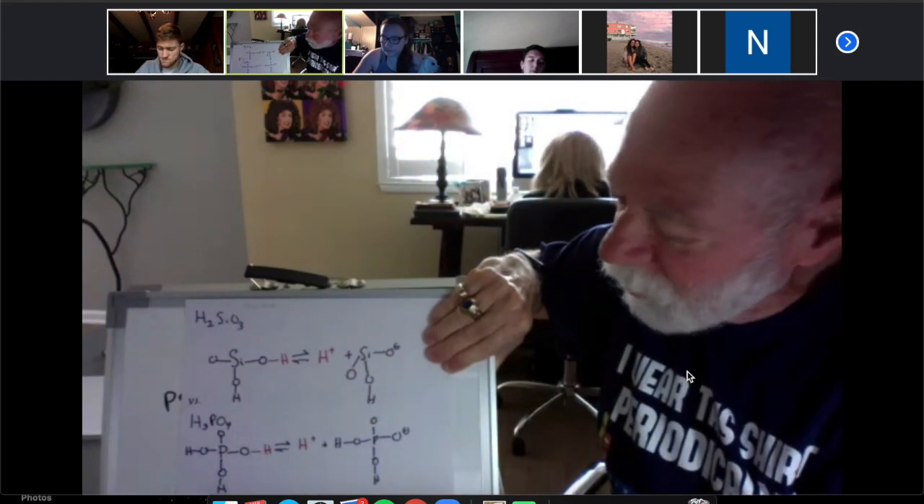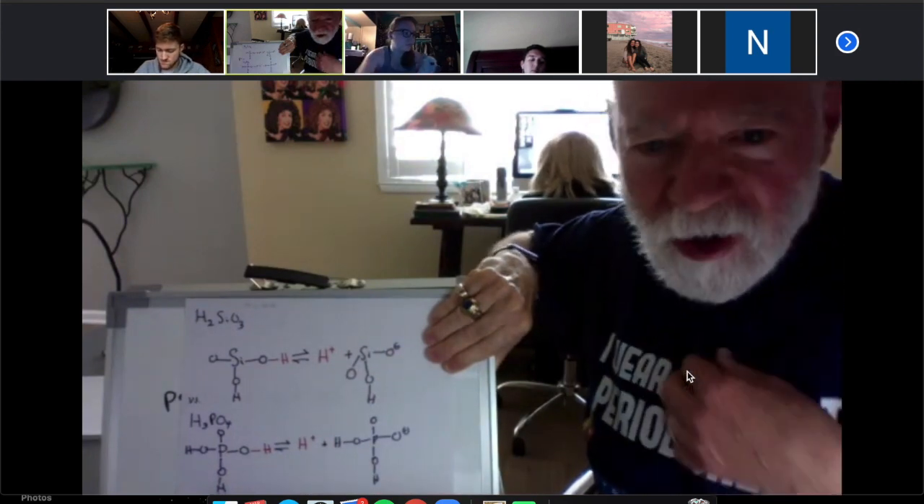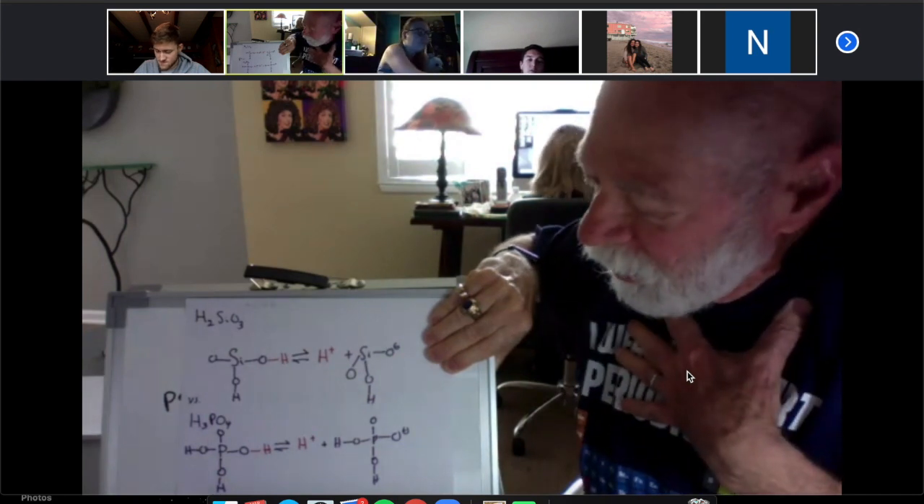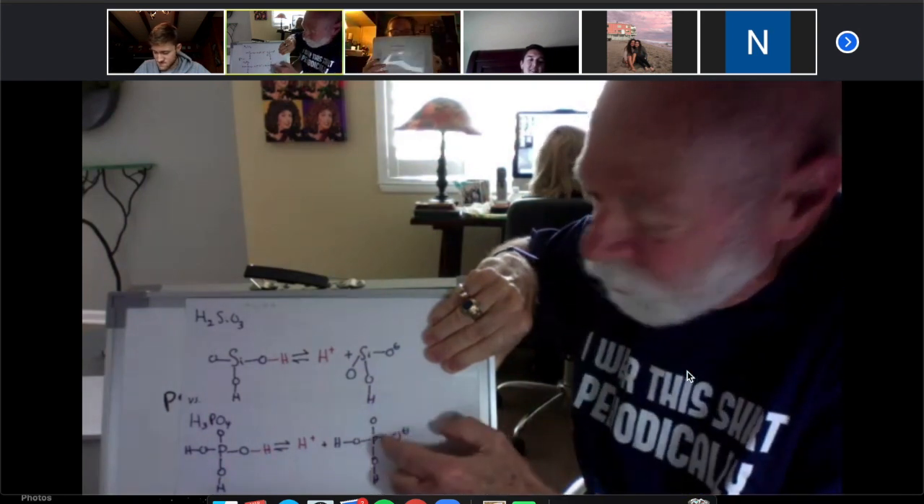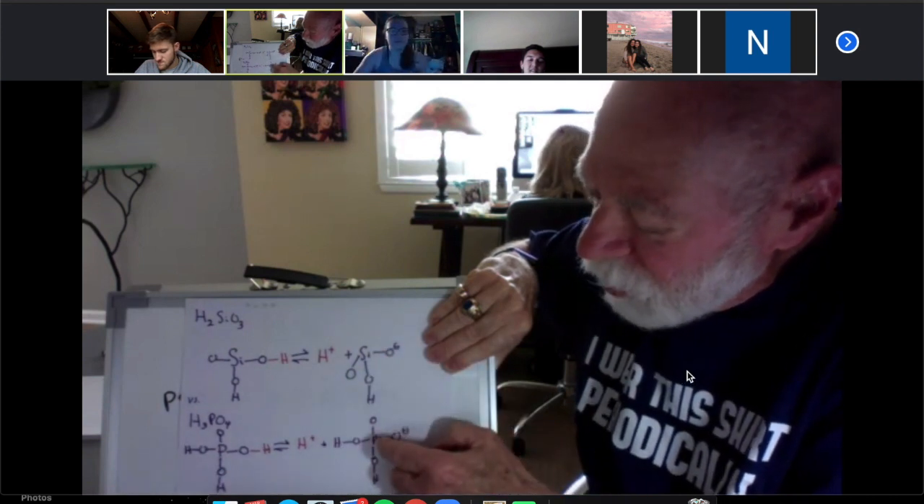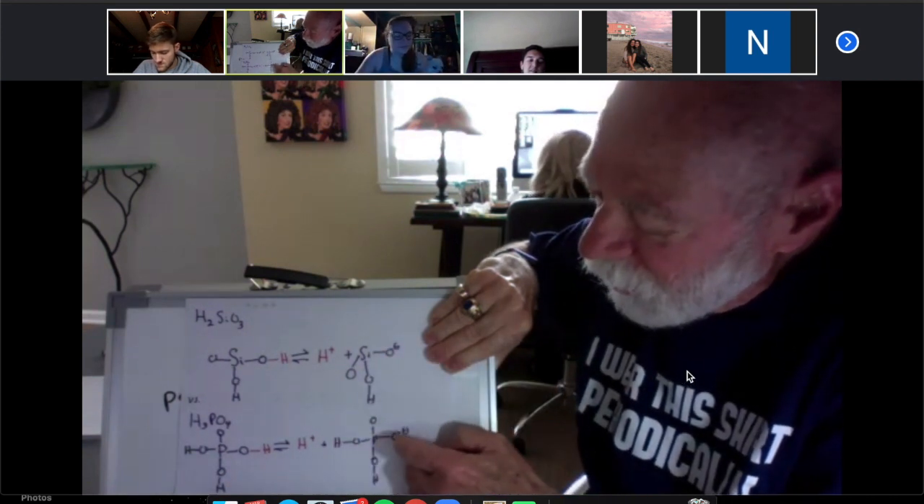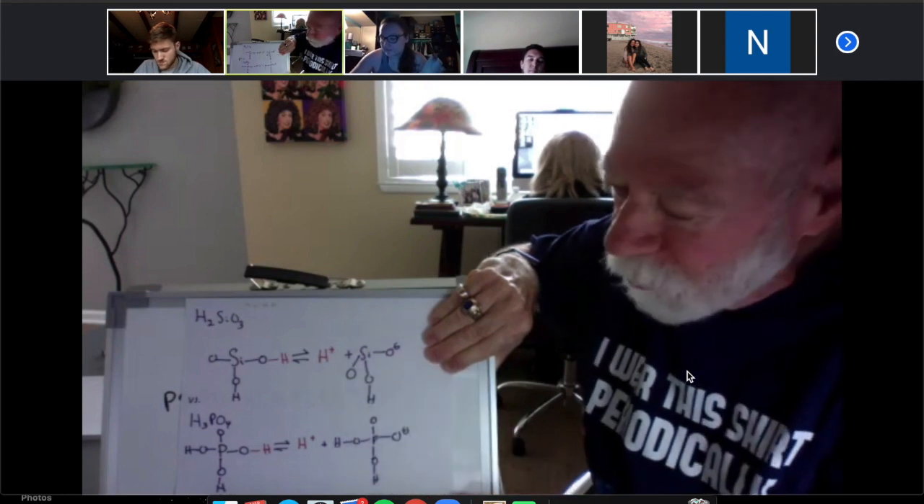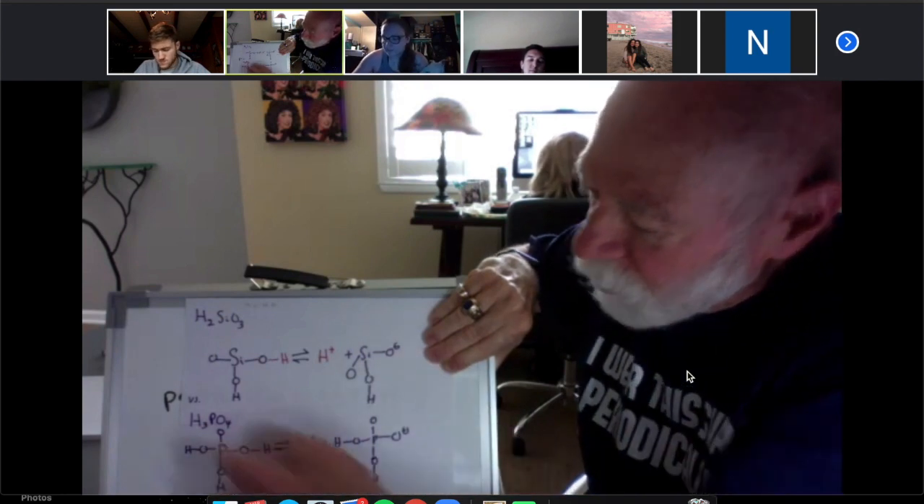Anyone have a periodic table handy? I've got one on my chest, but I don't know if you can see it very well. If I remember correctly, I think phosphorus is closer to fluorine than silicon. So phosphorus would stabilize the negative charge on the oxygen more than silicon would. So the bottom one would be the stronger acid.